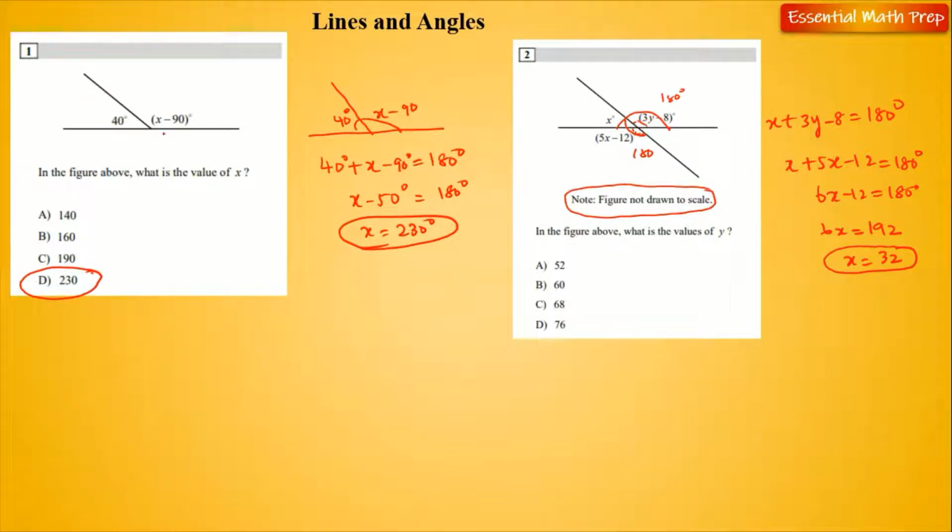So it's very important. You see, they did not say it here, they do say it here. So we know x is 32, and we have to figure out y. We can substitute for x in this expression. So 32 plus 3y minus 8 equals 180. 32 minus 8 is 24, plus 3y equals 180. Subtracting 24 on both sides, that's 180 minus 24, which is 156. So 3y equals 156, and y equals 156 divided by 3, which is 52.